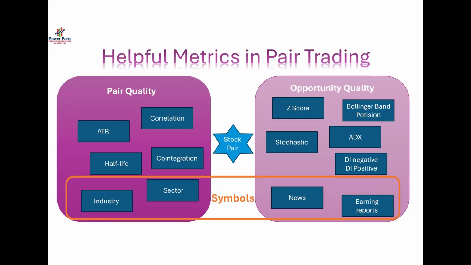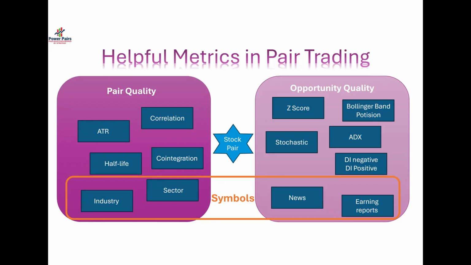Half-life. This metric measures how quickly the spread returned to its mean in the past. A shorter half-life usually indicates a stronger and more reliable pair. This is not mandatory, but helps complete transactions quickly. Sector and industry. Are both symbols from the same sector or industry? This is also not mandatory, but related businesses tend to react similarly to market conditions, increasing the likelihood that the pair will remain statistically linked.